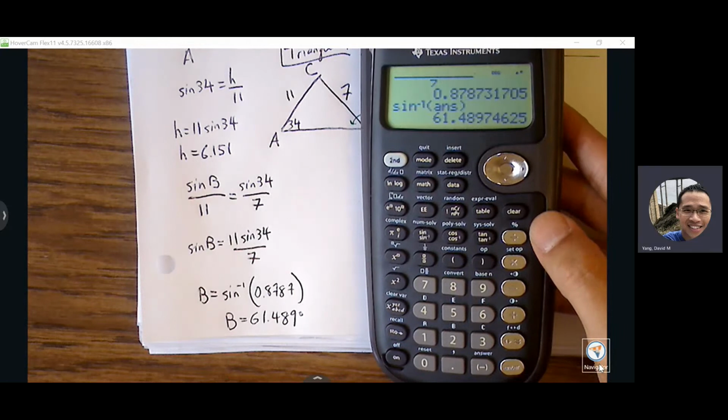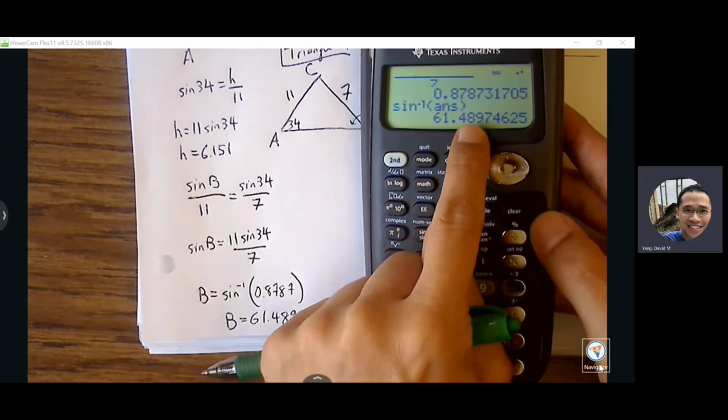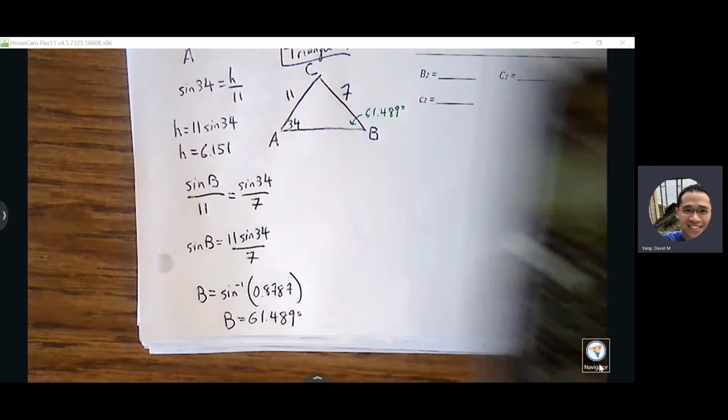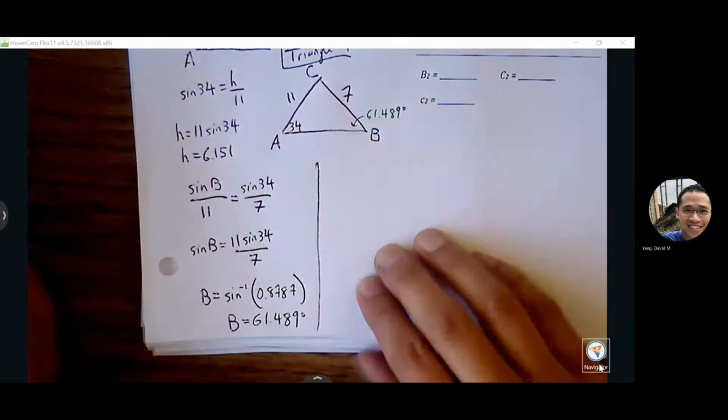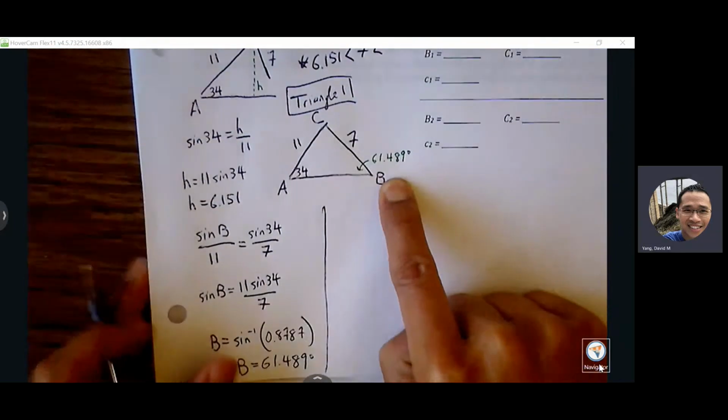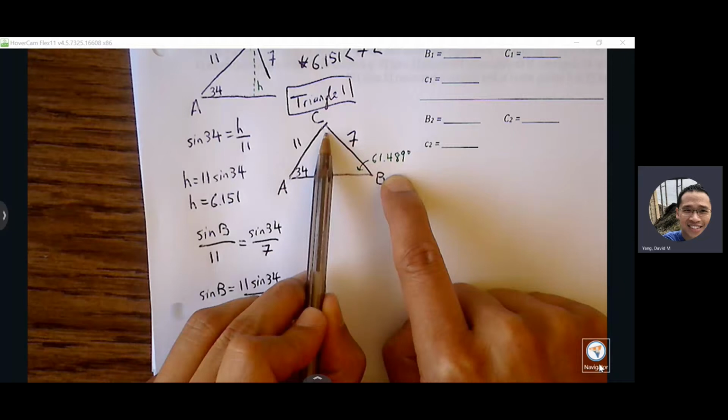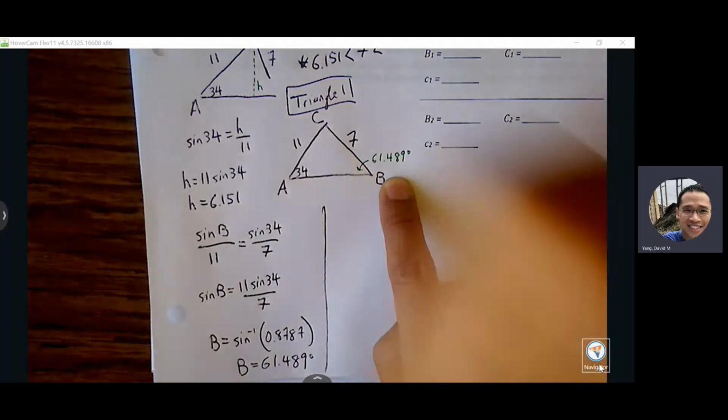Oh, so you push that 7 out and you did 0.490. Yeah, that works. Okay, yeah, you can do that. Okay, so I'll make sure that that works. Okay, 61.489. Well, now it's a little bit easier because I can find this angle C by involving 180.